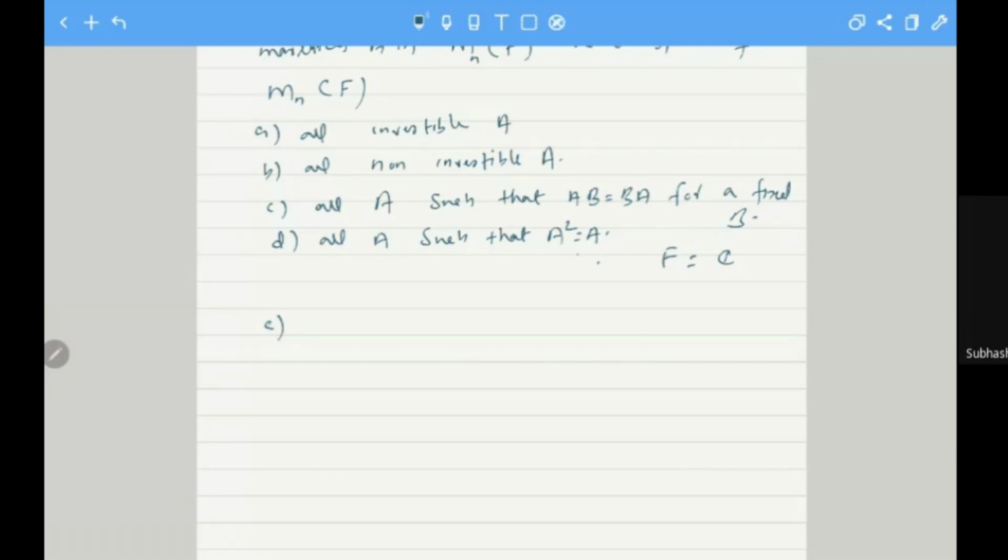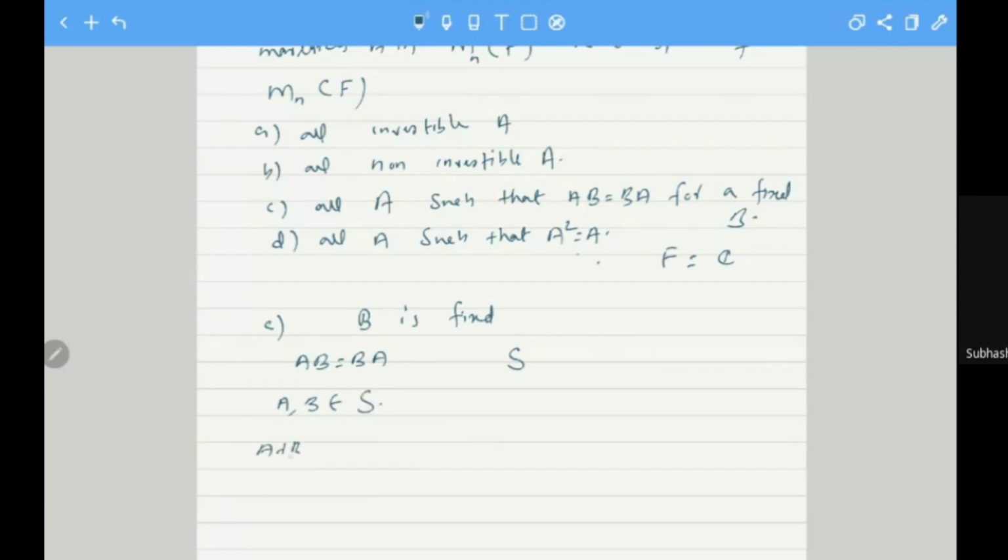Okay, let's see whether C is correct or not. So now option C is saying you are collecting all A such that AB equal to BA for a fixed B. That means B is fixed, and collecting all A such that AB equal to BA. So clearly you can check this. I'm calling that set S. The set we are considering as S.